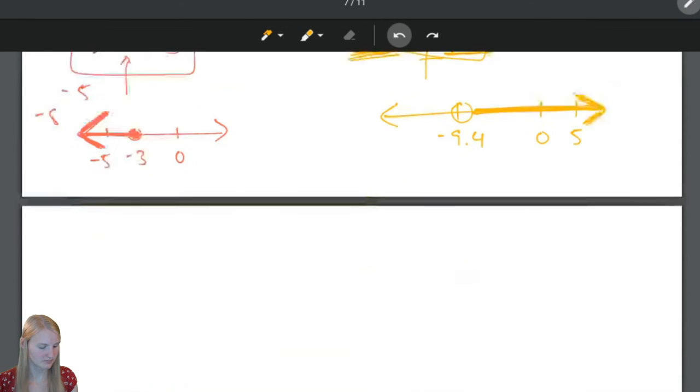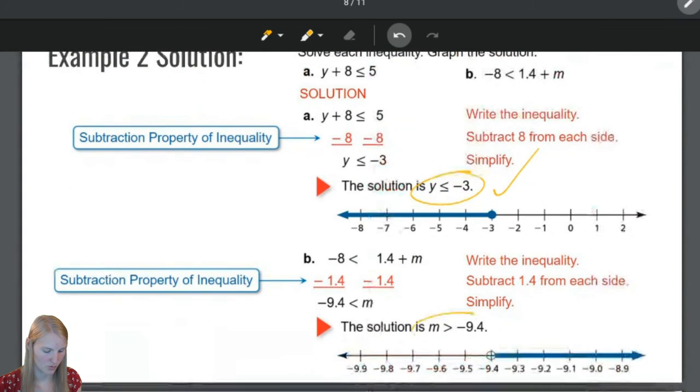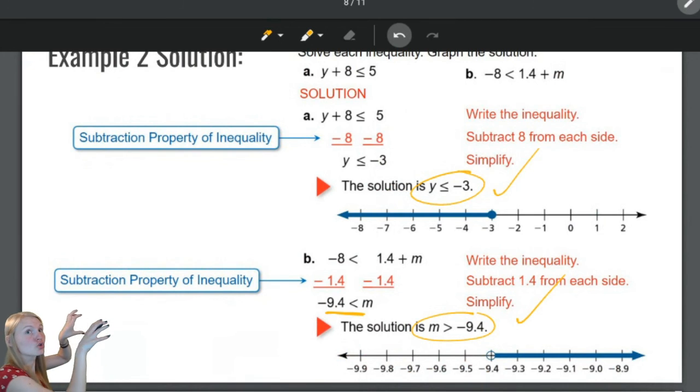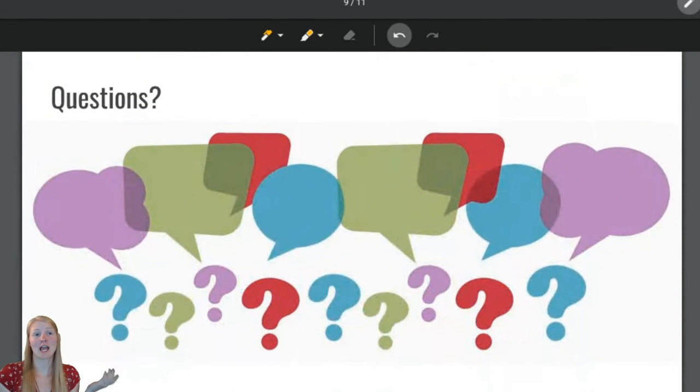So, let's check and make sure we were correct. Less than negative 3, boom. Greater than negative 9.4, boom. So yeah, you can also switch it around. If you're like, ooh, the variable's not on the left, this is confusing, you can just pick the whole thing up and turn it around, and that will be just fine. So yeah, m greater than negative 9.4, boom. We are done.